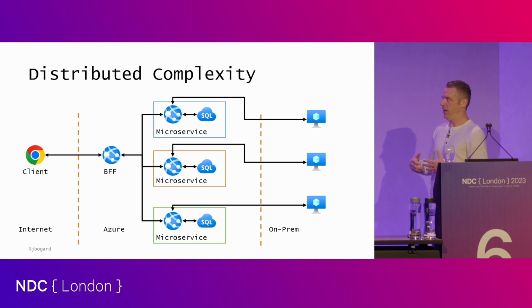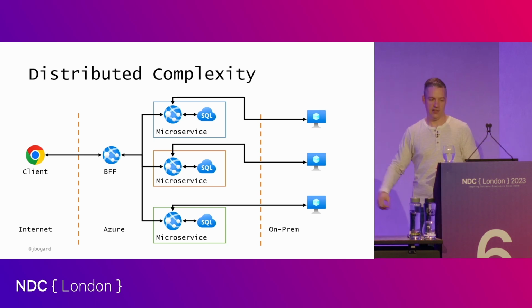So the complicated thing here is we could figure out the authentication and authorization between the client and that BFF, and it could even be very similar to our server-side web applications. What wasn't so clear was, what do we do about all these other things behind the scenes?